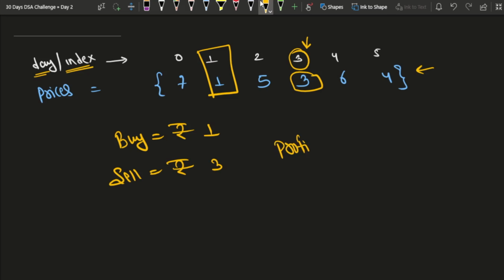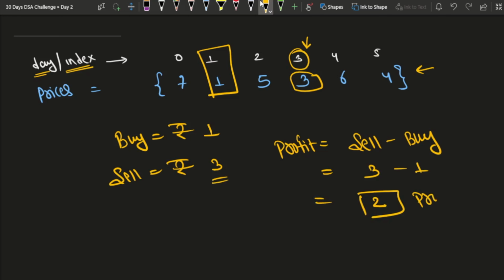What is the formula for profit? Very simple. It is sell minus buy. So the sell is 3 rupees and buy is 1 rupee, so I'll get 2 rupees. Now I made a profit of 2 rupees. Let's have a variable named profit, which will hold our profit. So if I buy the stock on day 1 and sell it on day number 3, I'll make a profit of 2 rupees.